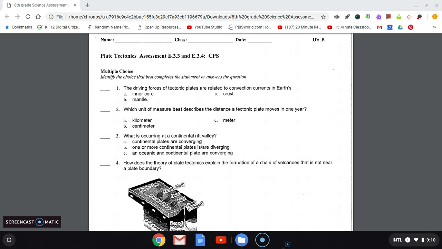Number 1, the driving forces of tectonic plates are related to convection currents in the Earth's A, inner core, B, mantle, or C, crust. Number 2, which unit of measure best describes the distance a tectonic plate moves in 1 year? A, kilometer, B, a centimeter, or C, a meter?